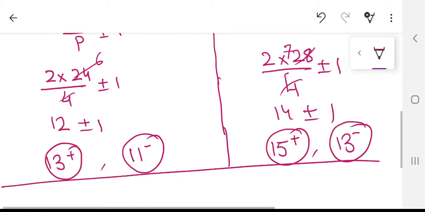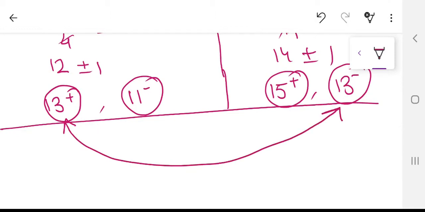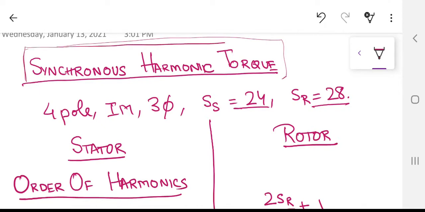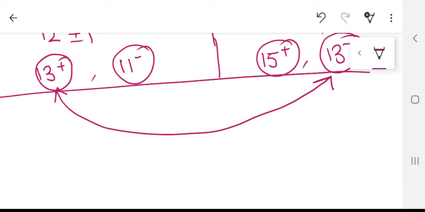I told you at the very end of the last lecture that this stator harmonic and this rotor harmonic have the same number of poles, which is 13 times p. Because of these poles, a synchronous harmonic torque is produced. This synchronous harmonic torque is actually a locking between the stator poles and the rotor poles. But before that, at what speed is this locking going to occur?